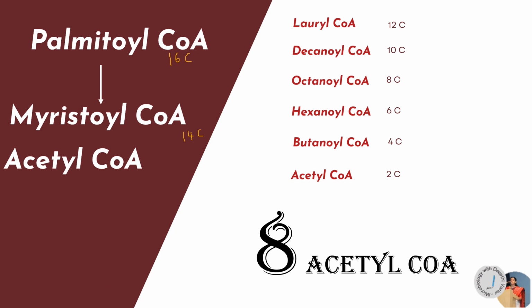We are running 7 cycles of this. So I get 1 at each cycle. For example, I get 1 over here, then I get 1 over here. When lauryl CoA is getting broken down, I get here, I get here. At every step, I get 1 acetyl CoA.